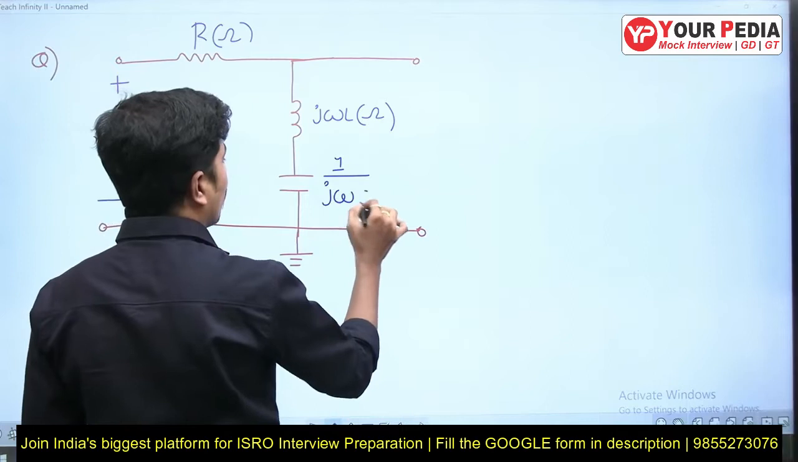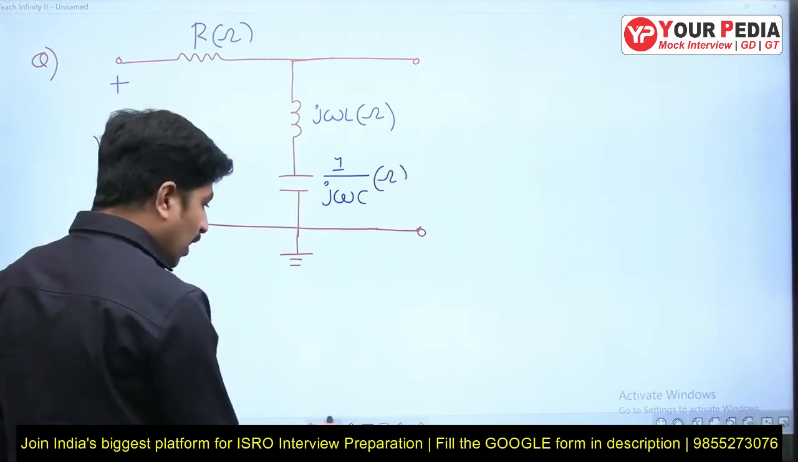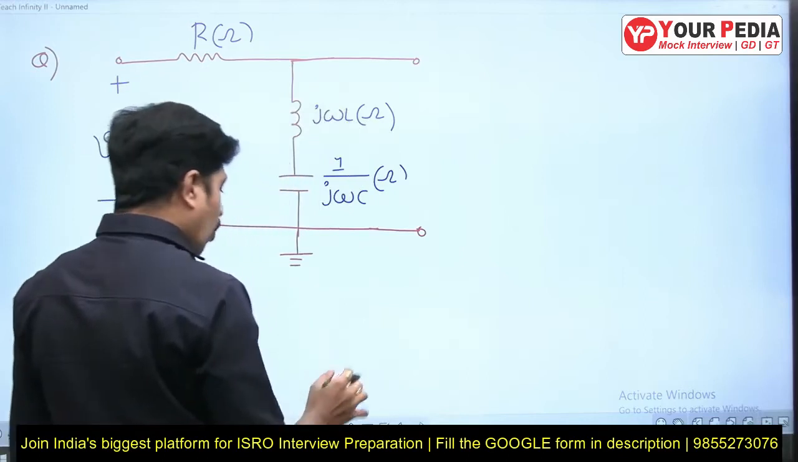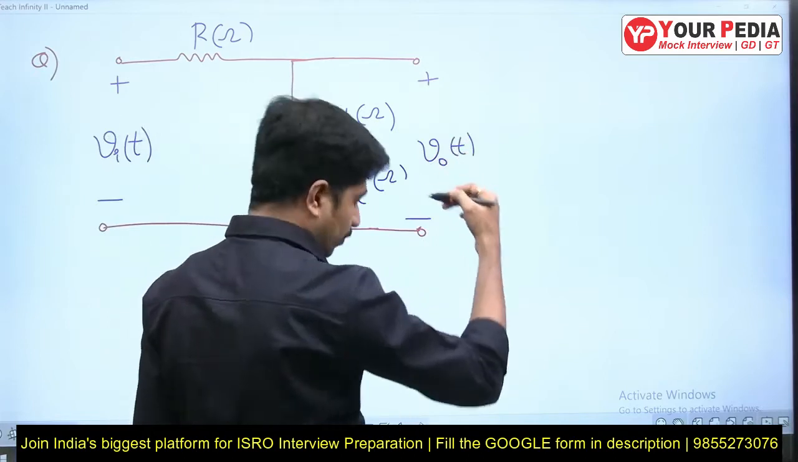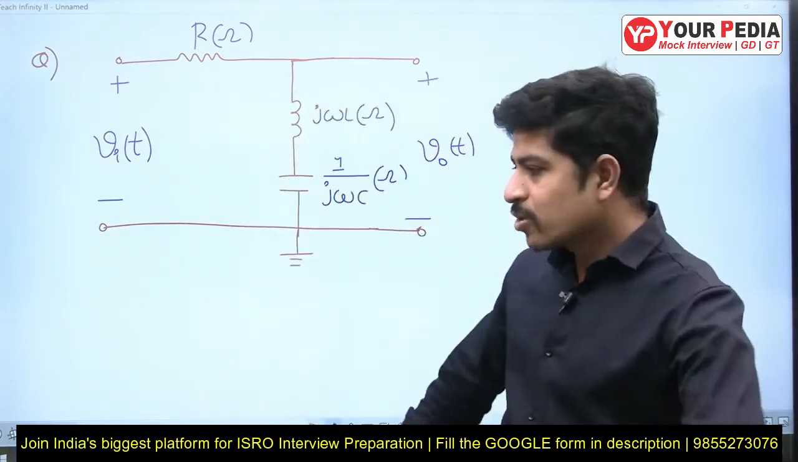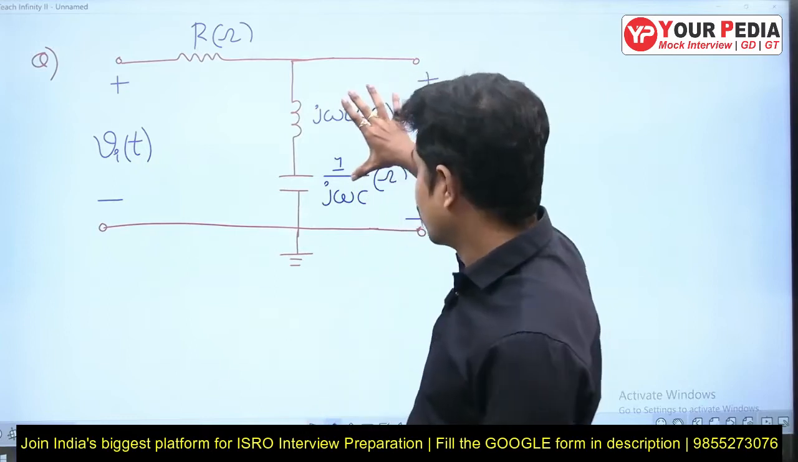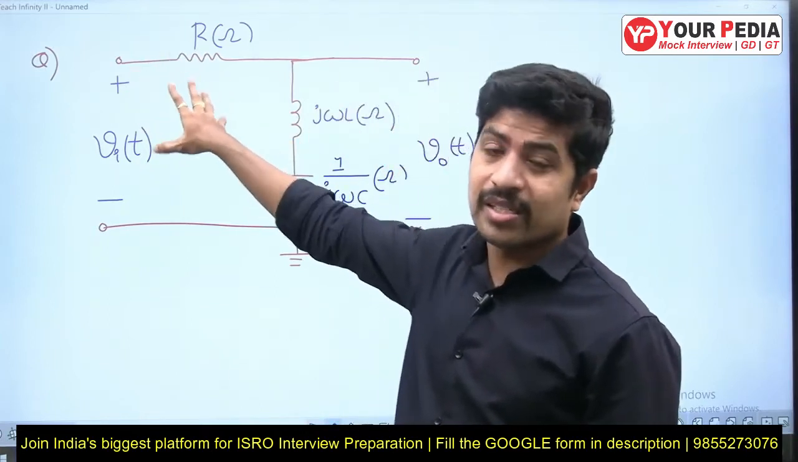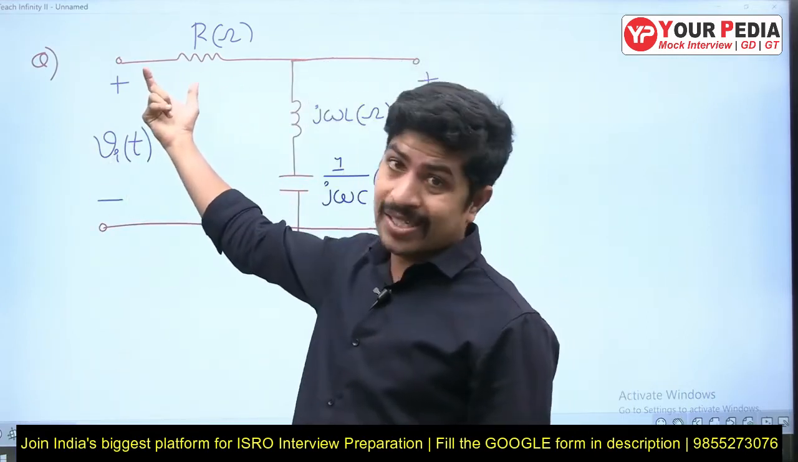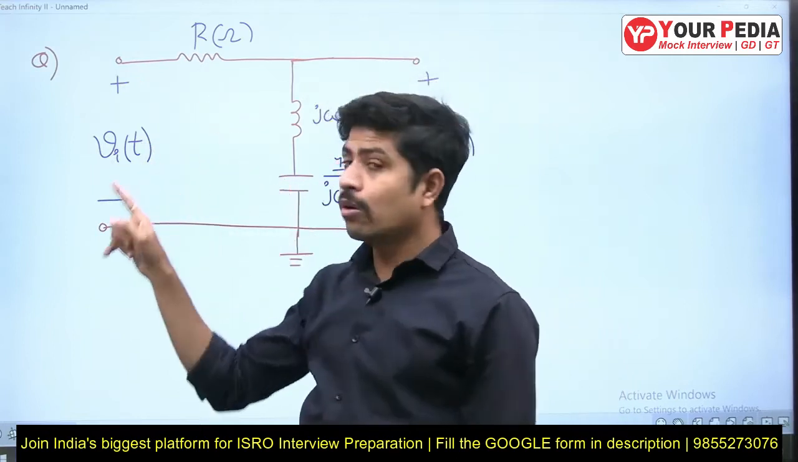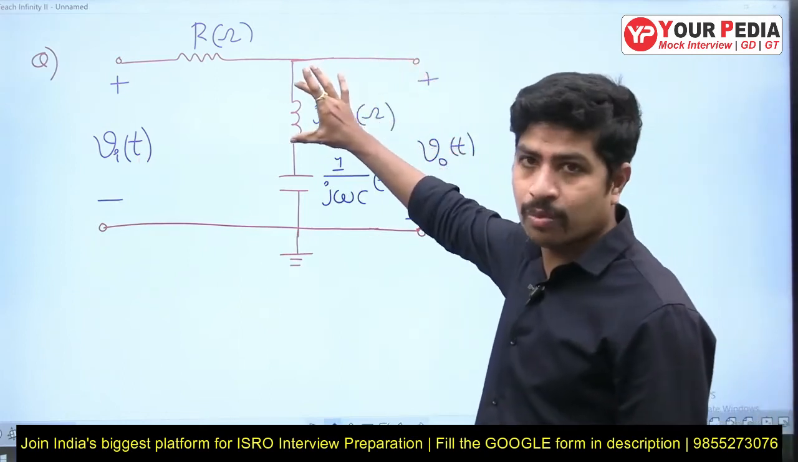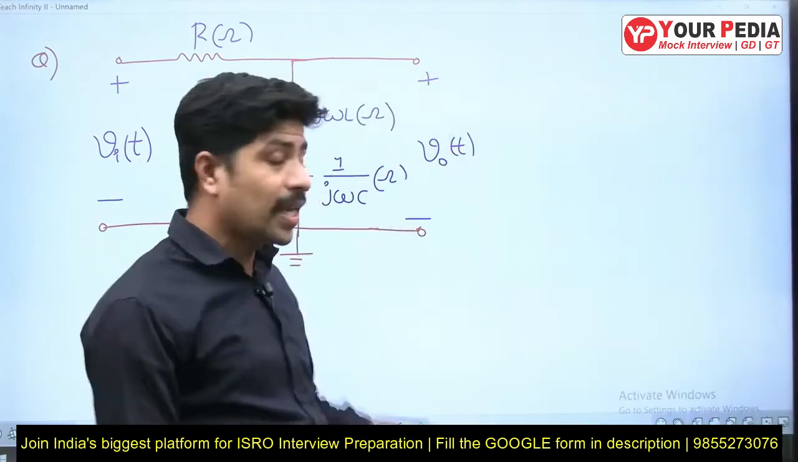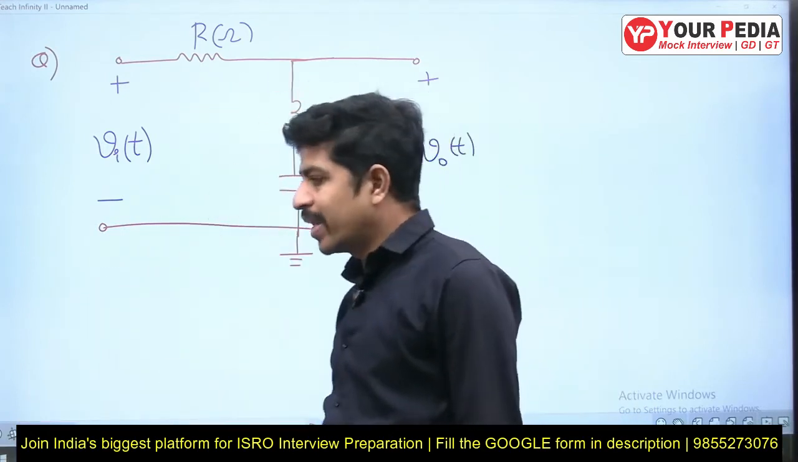1 by j omega C in ohms, and the interviewer asked to take the voltage across this combination as output. This is V naught of t. Many students will fix the output as this one, but any possible variable in this circuit can be taken as output. Voltage across the resistor can be taken as output. Current in the circuit can also be taken as output, or voltage across only the inductor, or voltage across only the capacitor, or voltage across these two can be taken as output.